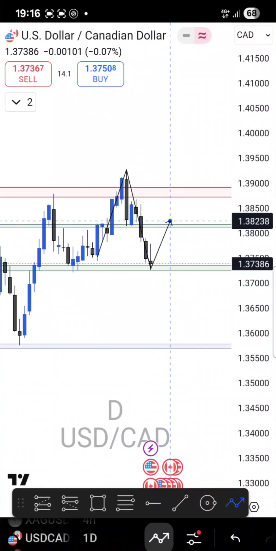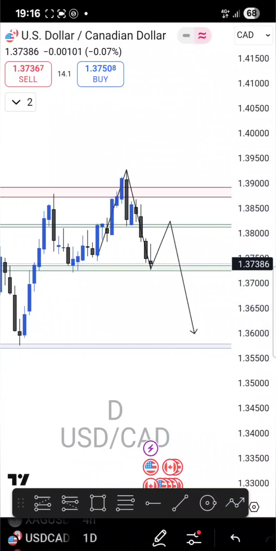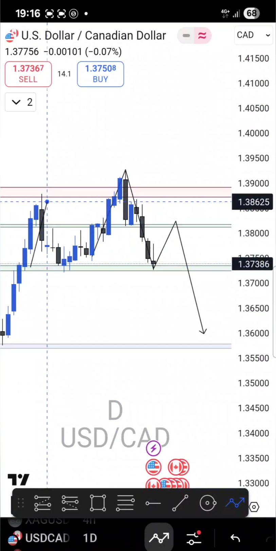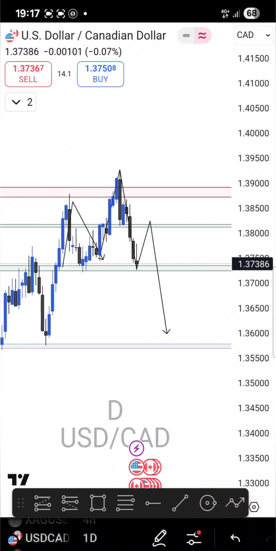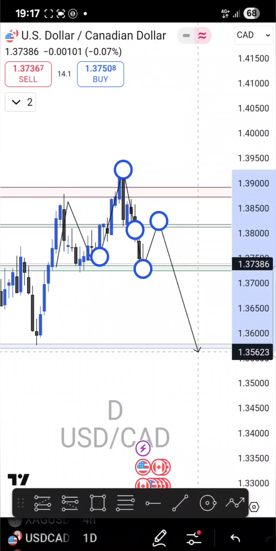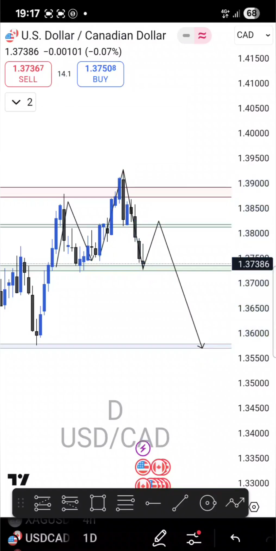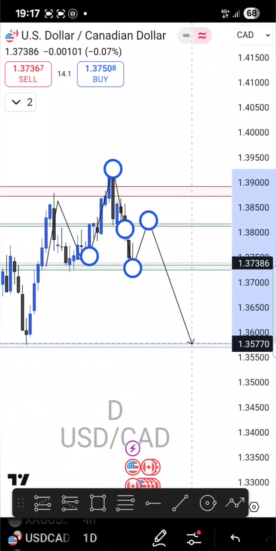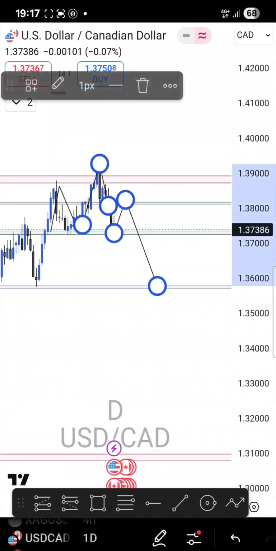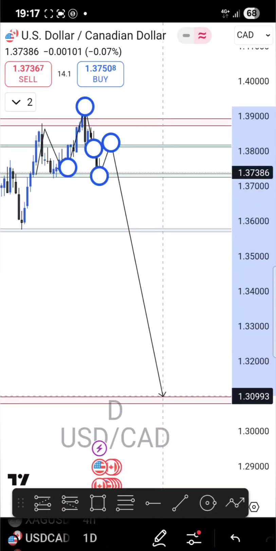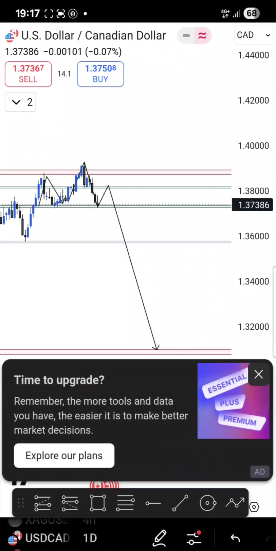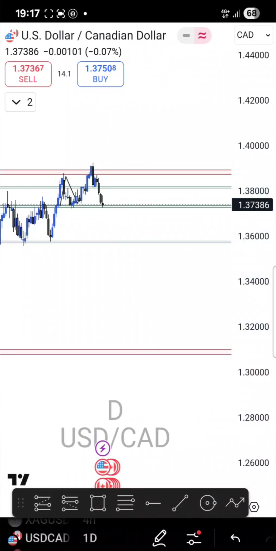We might have a retest here and something would form, potentially like a head and shoulders. So if I just connect this one, we would have a potential head and shoulders forming for USD CAD for price to continue to go lower. Remember, first target is around the 3.57 region before we eventually head all the way down to the monthly support level. So this is how I'm seeing USD CAD.